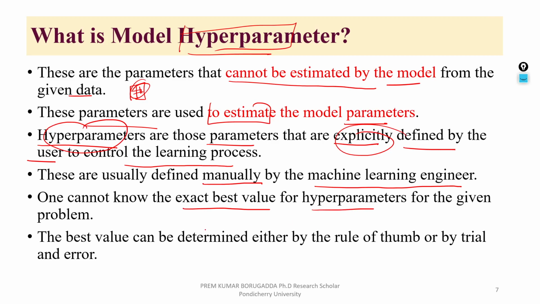Suppose you take either a regression problem or a classification problem. For getting the best result you need to apply some parameters, but nobody knows which parameter is going to give the best results. Until you execute by trial and error, nobody knows what best parameter can be identified for getting the best result.